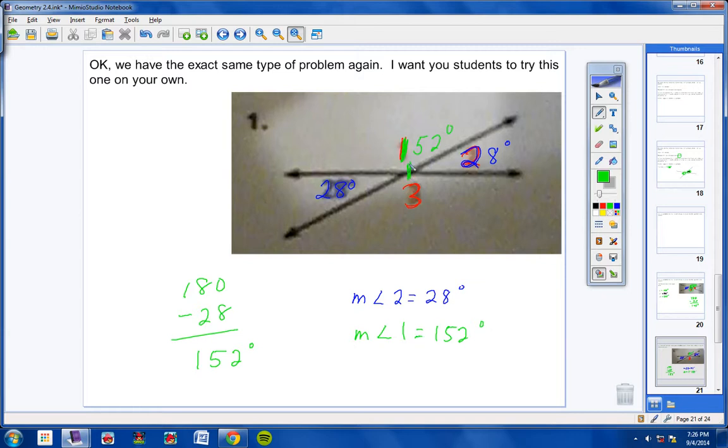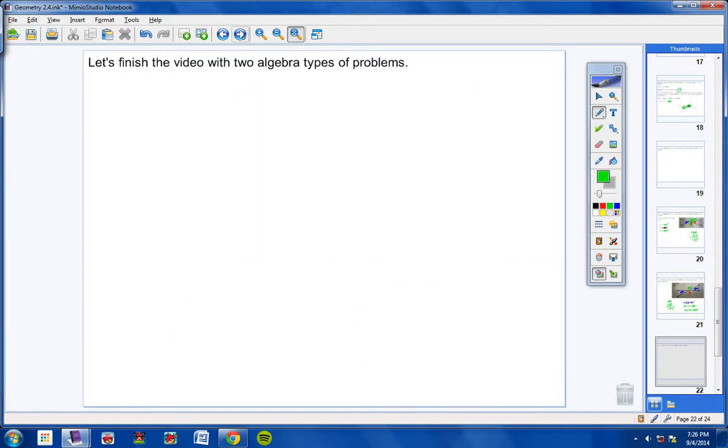We know these two angles here are congruent, because they're vertical angles, we know they're vertical, so they're congruent. So the measure of angle 3 is 152 degrees. Okay? All right, let's move on to a couple more problems and we're finished.